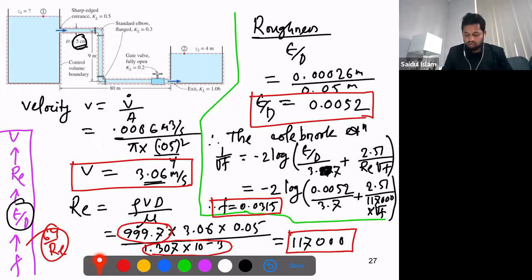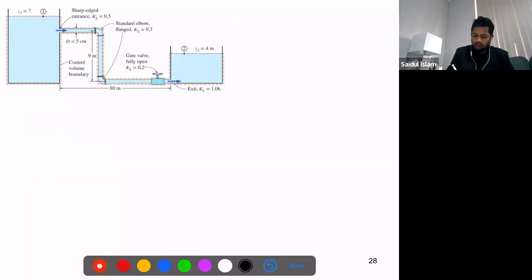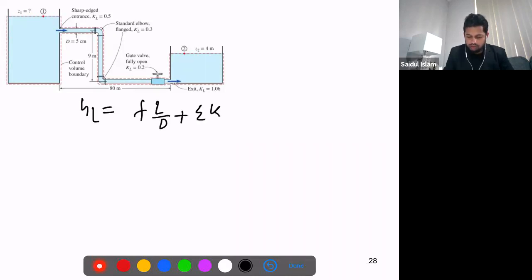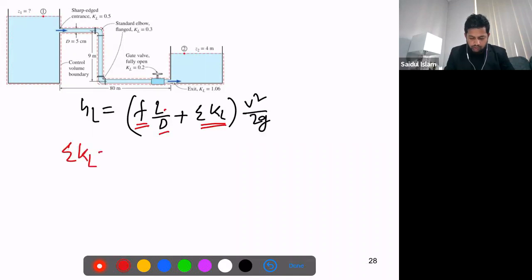I believe you're not still writing. So what we know is our head loss is f L over D plus the summation of K L, times V squared over 2g. So we have got f, we know L, we know D. Now we need the summation of K L, which means all the minor head losses.